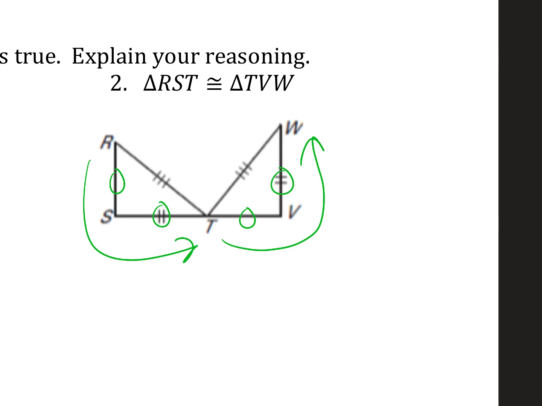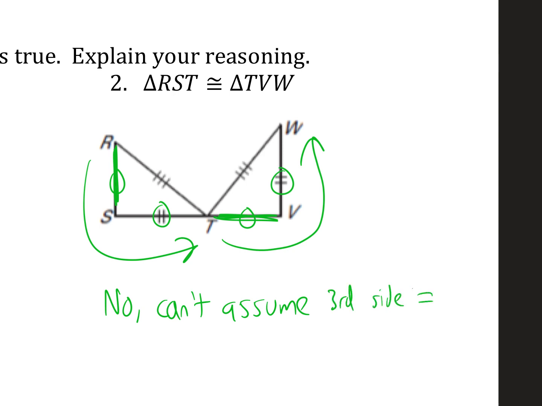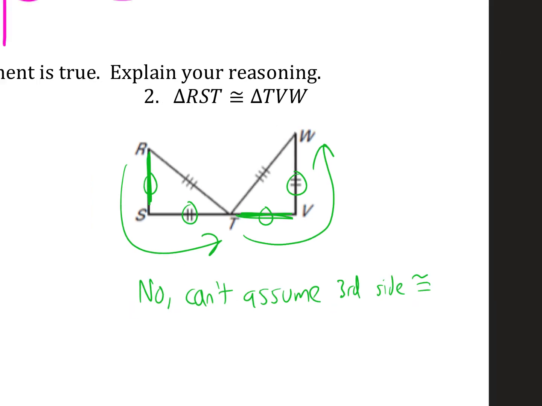that RS is congruent to TV because there's nothing here like a shared side that would actually prove that. So no, we can't. Even if we could assume that those were congruent using reflexive or whatever, we can't assume the third side is congruent. Okay? Got 2 out of 3, but we need all 3 sides to be matching for side, side, side.